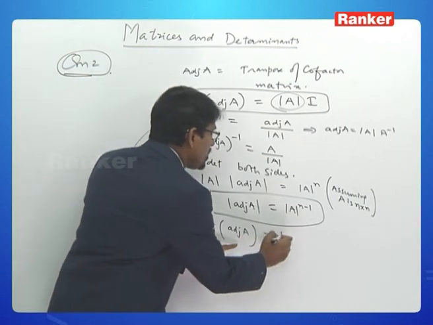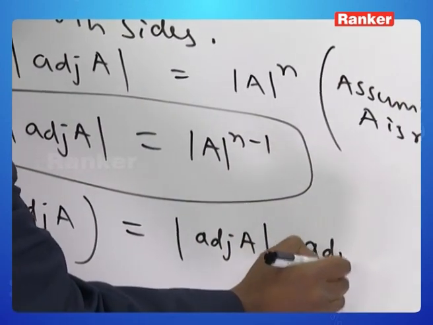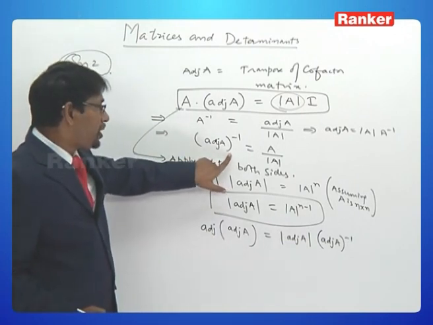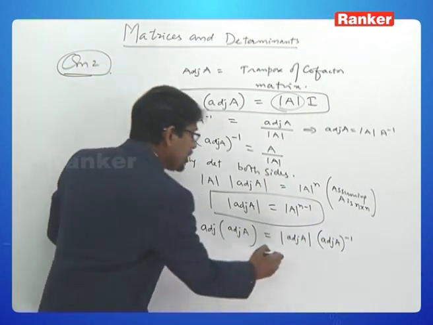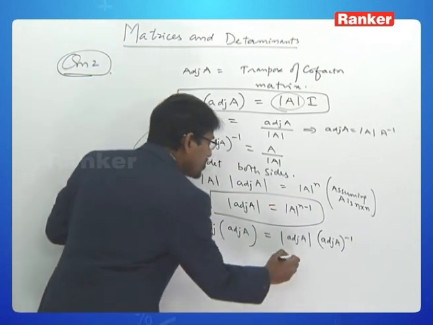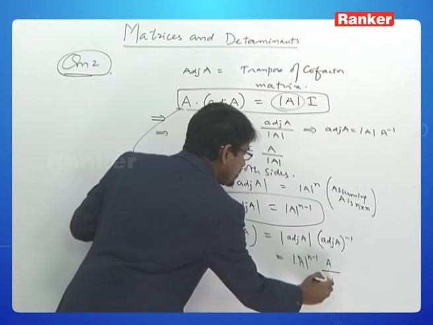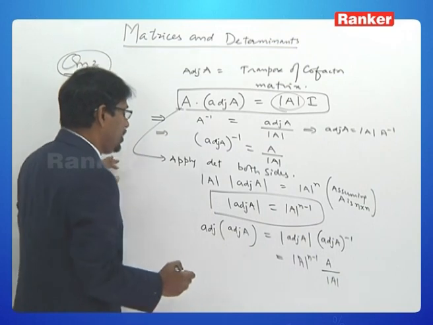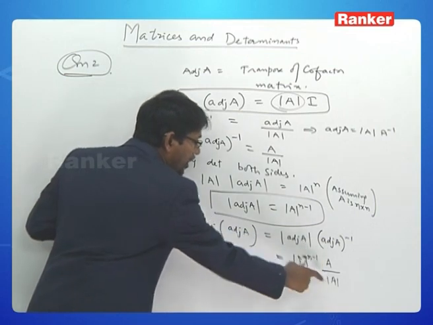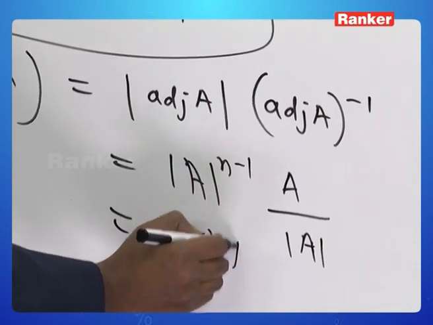So I should write it as determinant of adjoint of A into adjoint of A the inverse. But what do we know about adjoint of A the inverse? A by det A. What do I know about determinant of adjoint of A? Det A to the power n minus 1. So that makes it det A to the power n minus 1 into A by det A. So that makes it det A to the power n minus 2 into A.